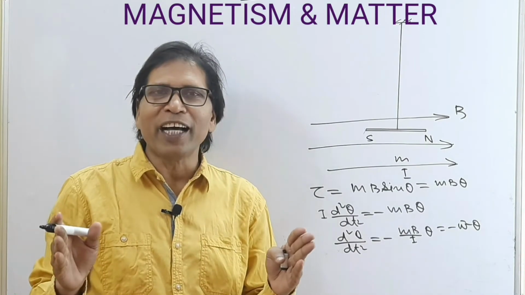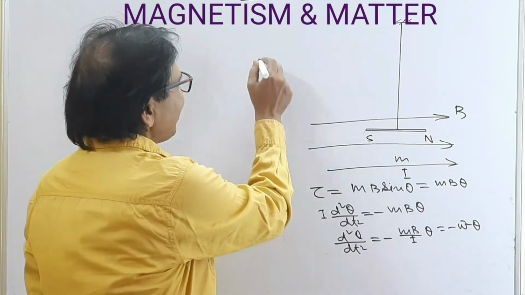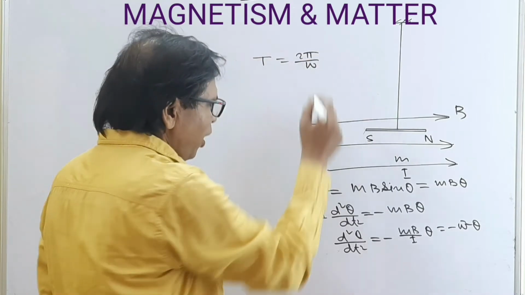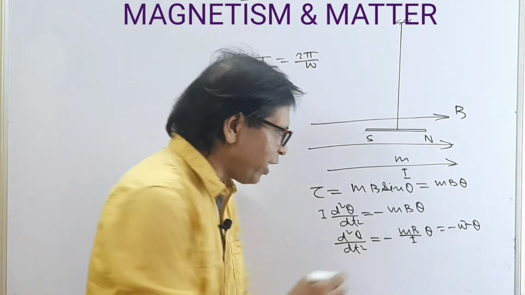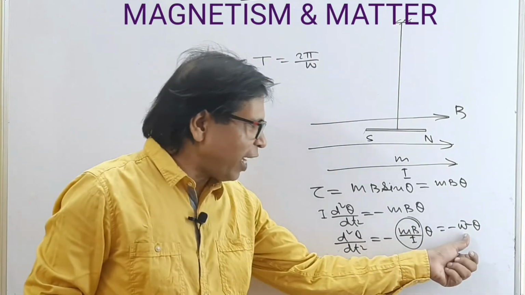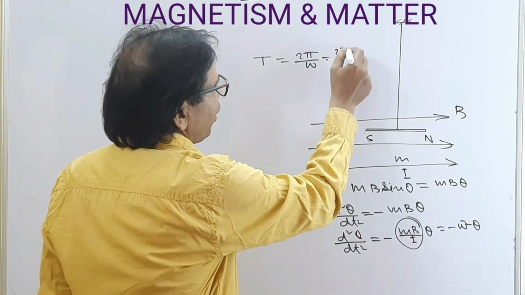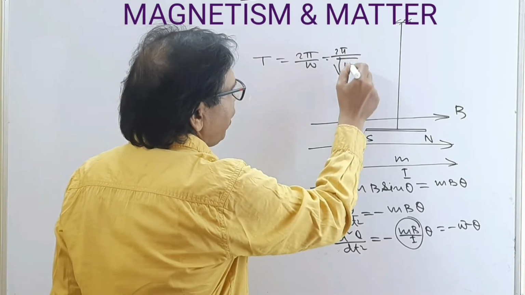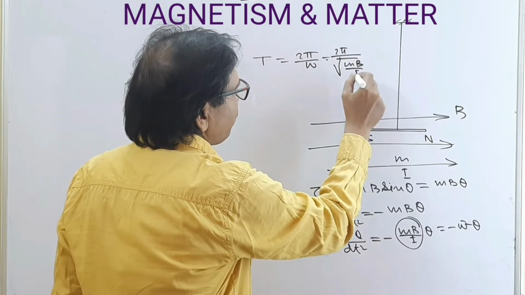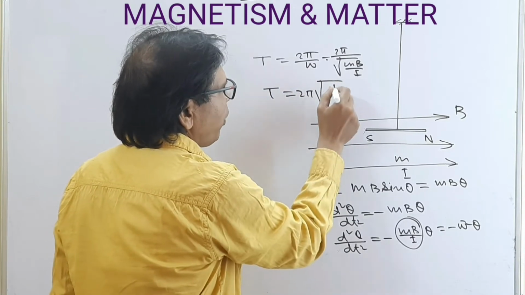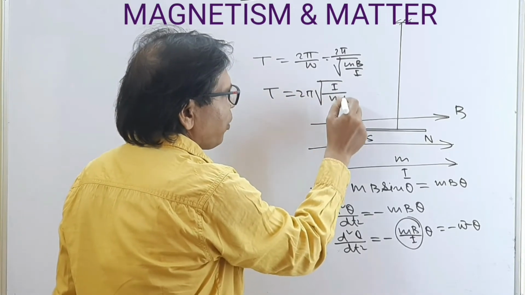If capital T is the period of oscillation, then T equals 2π by omega. Omega squared equals mB by I, so omega equals root under mB by I. Therefore T equals 2π root over I by mB.